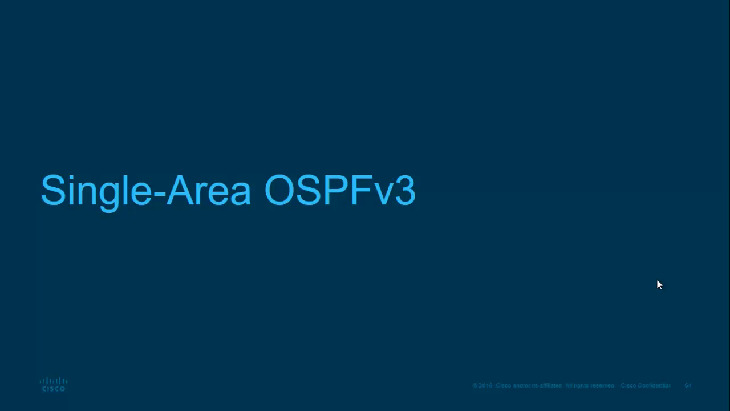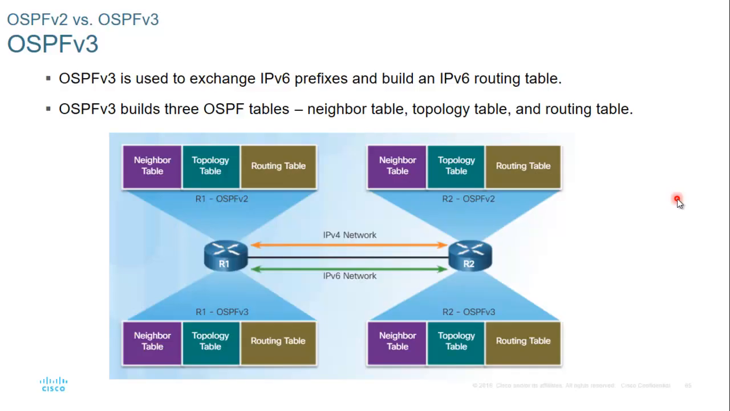Welcome back everyone. In this lesson, we will focus on single area OSPF version 3. If you remember, version 3 is the version that is used for IP version 6. OSPF version 3 is used to exchange IP version 6 prefixes and build an IP version 6 routing table.